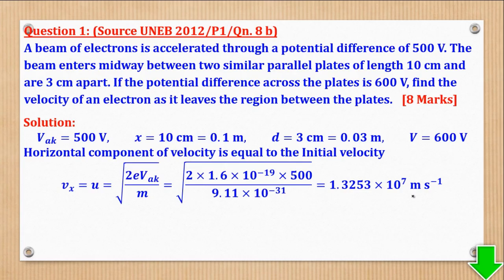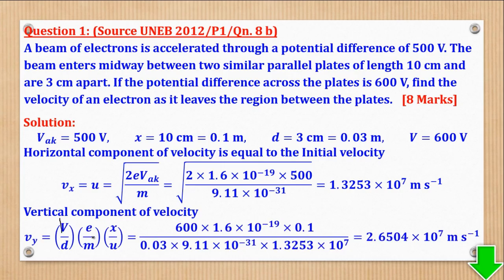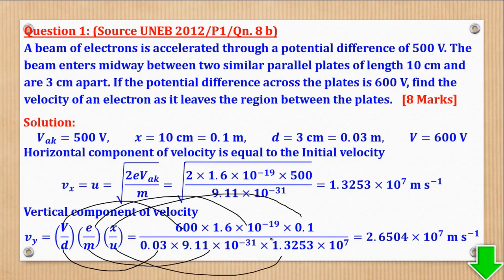But we also need vertical component. So vertical component, we shall first quote the formula that is equal to the electric field intensity times specific charge times the time taken. So this is PD between the plates, electronic charge constant, X which is given in the question, separation of the plates, mass of the electron, and the speed which you have calculated. So that gives you the vertical component of the velocity.